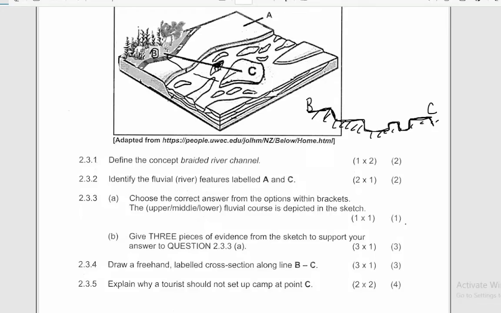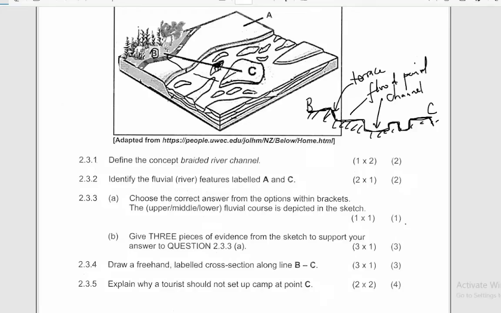So basically that will be the shape of our cross section if we are to draw from B to C. And if we are to put labels here, we can now indicate that this is some form of terrace, and this is the flood plain, and this is now the channel.